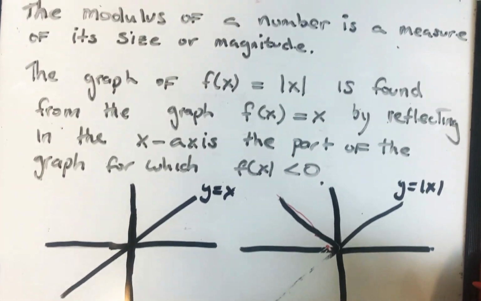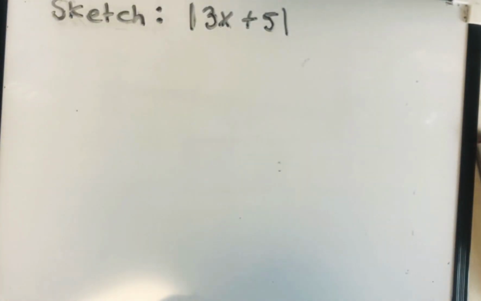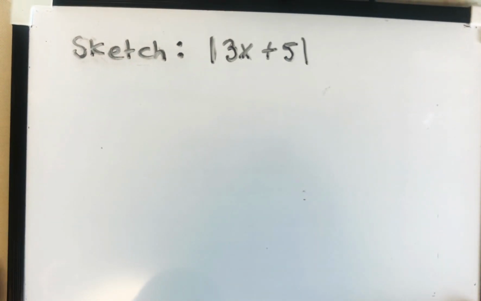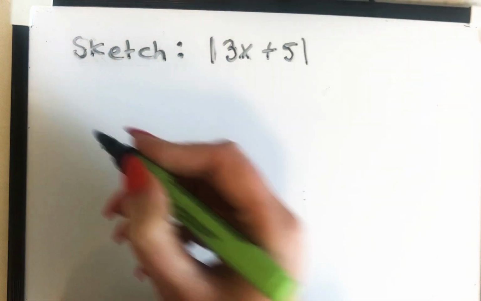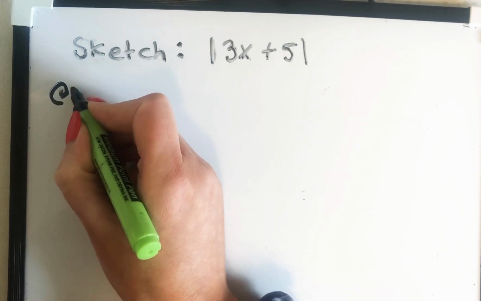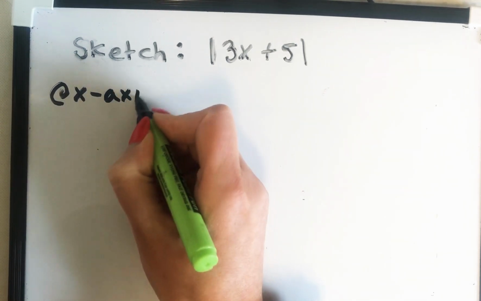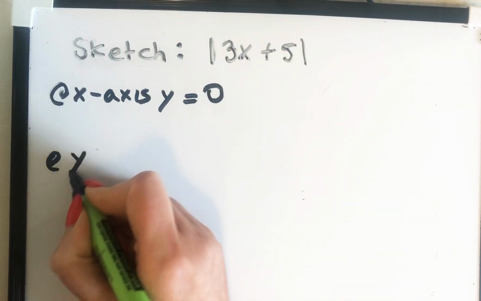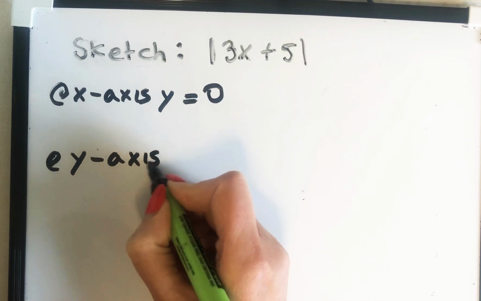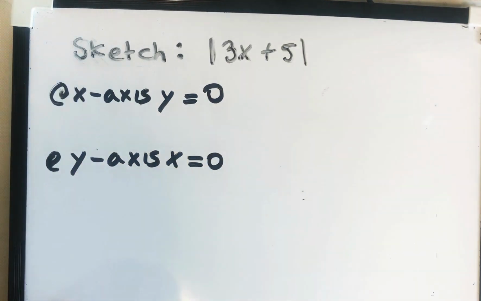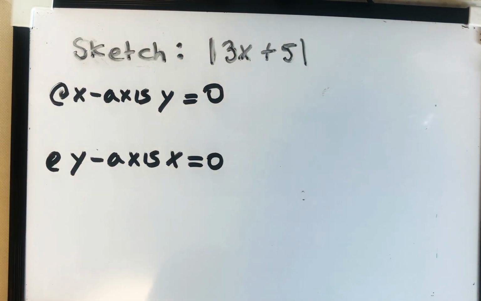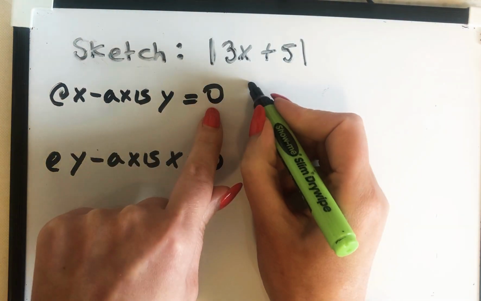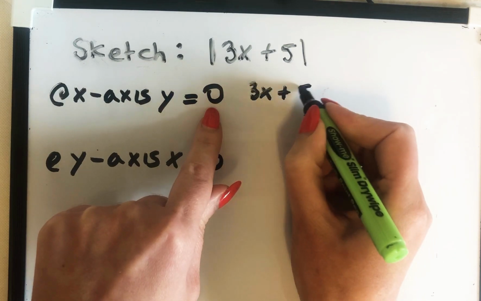Now on to another example of getting a modulus graph. Sketch the modulus of 3x plus 5. We're going to start off by doing how we would normally sketch a graph. So we're going to start off at the x-axis, y is equal to 0, and at the y-axis, x is equal to 0. So let's begin by inputting these values. So at the x-axis, y is equal to 0. So we have 3x plus 5 is equal to 0.